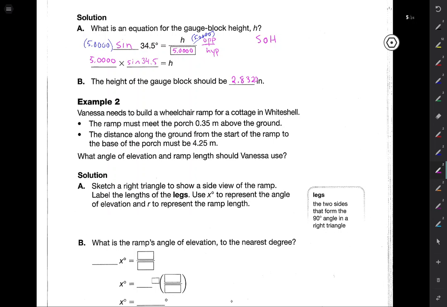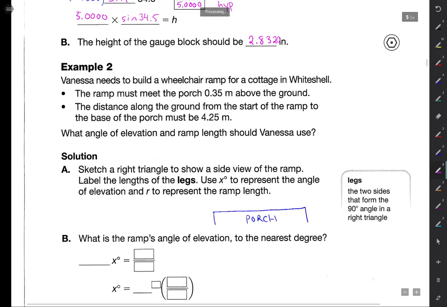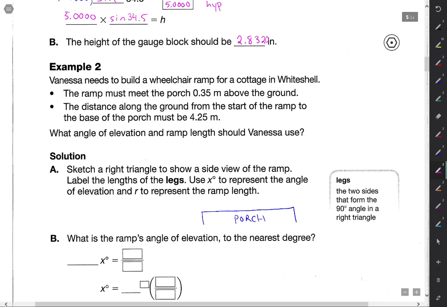Whenever you're given a question like this, it is important to draw a diagram to represent the problem. So I'm just going to draw a porch. This is a porch. And we want to draw a ramp leading up to the porch. So I'm going to start here and put our ramp down to the ground. That creates our triangle. But now let's plug in some numbers.